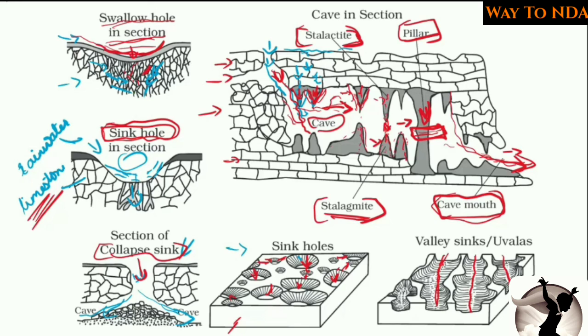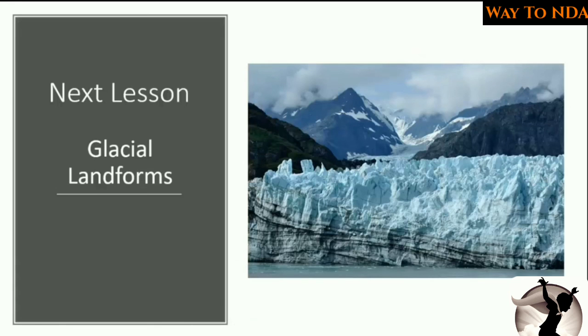Now you can see this whole structure is standing on a single pillar, and when this whole structure falls, you will find valley sinks or uvalas. So this is the karst topography which developed in the Karst region near the Adriatic Sea. So this is all about the karst topography. In our next lesson, we are going to study the glacial landforms, the landforms which are made by the glaciers.